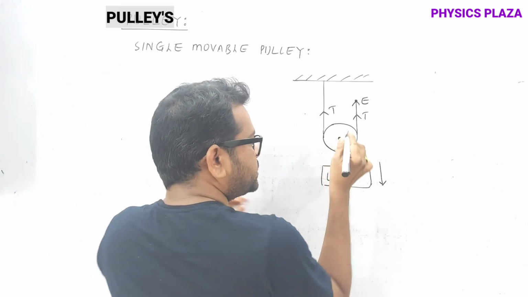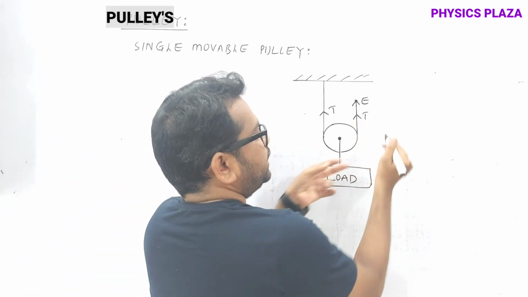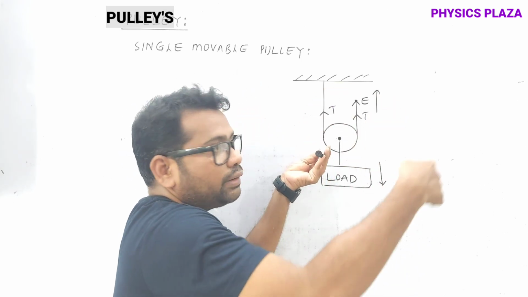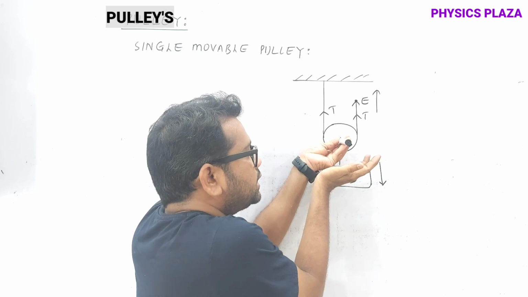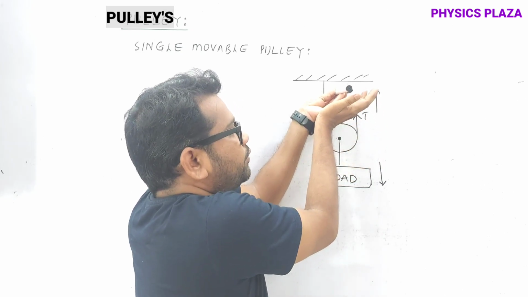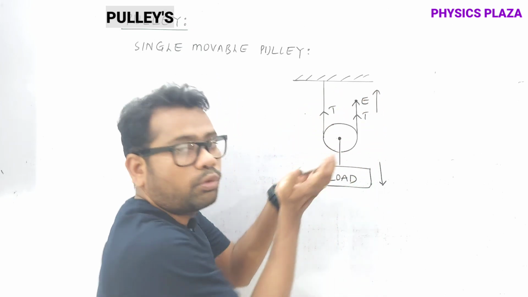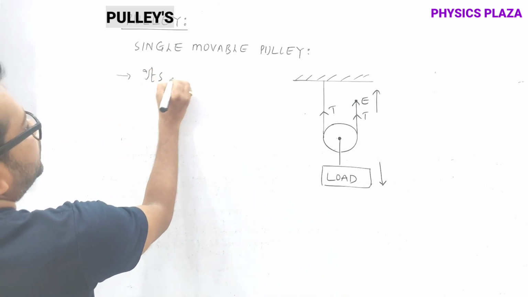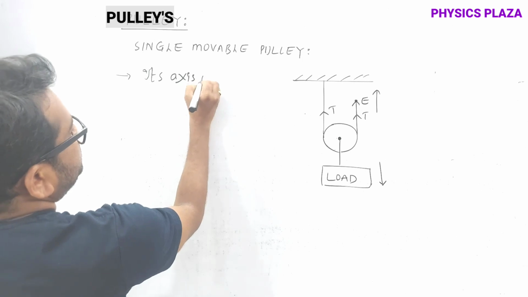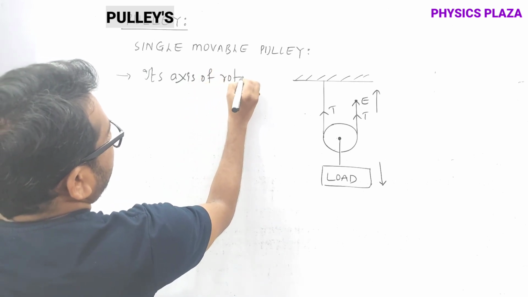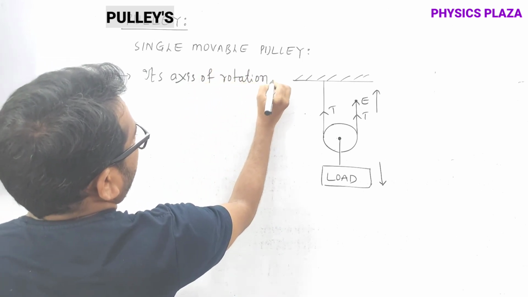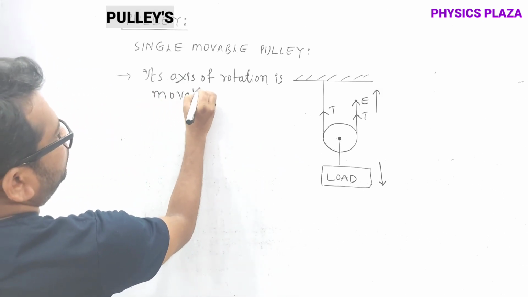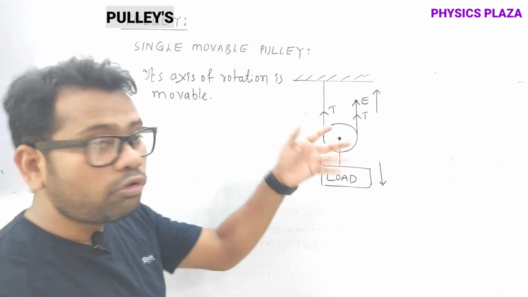Because this is an axis of rotation. As you are applying the effort in the vertical upward direction, children, see this axis of rotation. That pulley will be rotating, and simultaneously this axis of rotation is also moving. If you pull, it will be moving up and down. Means what here? First point, its axis of rotation is not fixed, or simply we can say it is movable.